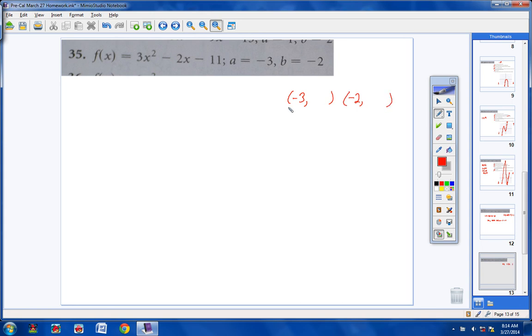Okay, now if you substitute -3 in, you will get out a 22. Hopefully you did that correctly. And if you substitute a -2 in, you will get out a 5. Now I have a question for you. Is there a sign change between the two Y values? Well, no, there's not. They're both positive.